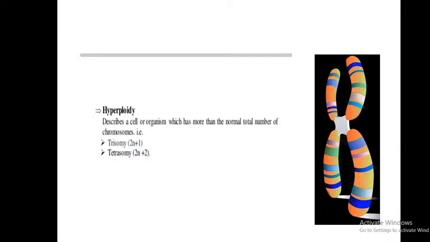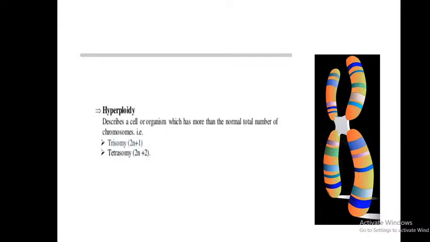Then we have told what trisomy is. That is when a gamete containing an extra chromosome is fertilized by a normal gamete, that is 2n plus 1. If a 2n gamete fuses with n, the resulting individual will have 2n plus 1 chromosomes, and that is known as trisomy. When a gamete with a missing chromosome is fertilized by a normal gamete, that is called monosomy.